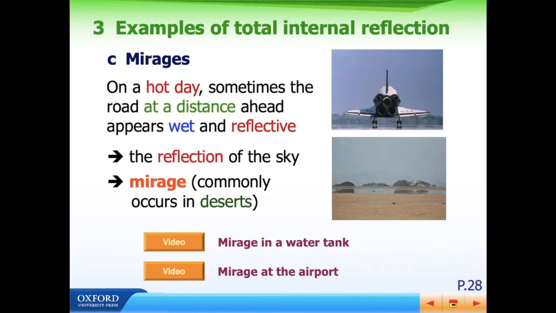Moving on to the third example, we have mirage. On a hot day, sometimes the road at a distance ahead appears wet and reflective. As you can see from this diagram right here, this is the runway of the airport, and you can see a reflection of the sky. Similarly, this is a ground surface where you can also see the reflection of the mountains. The reflection of the sky can be seen during hot days on a dry surface. Well, this phenomenon is known as mirage. This occurrence is common in desert areas.